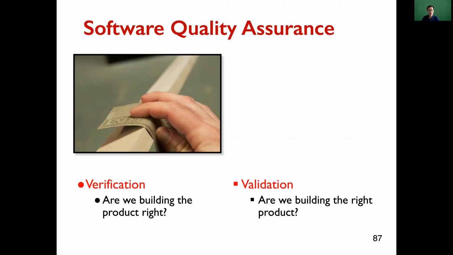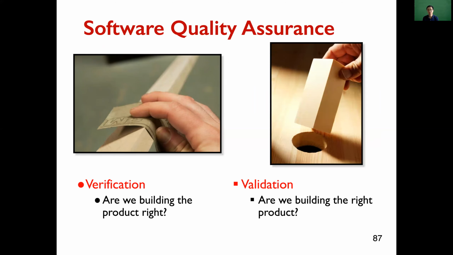So validation is about: are we building the right product? Even though we are following the requirement, does our product meet users' needs, meet users' expectations? That is about the validation. For example, we may build a product that is perfectly following what is specified in requirements, but users don't like it. So we need to do both verification and validation.